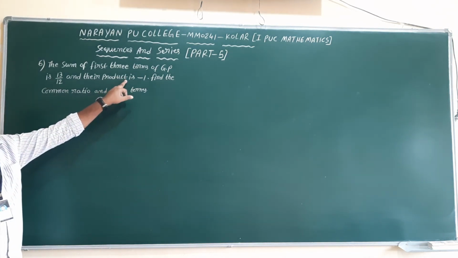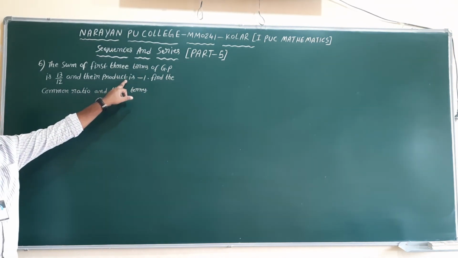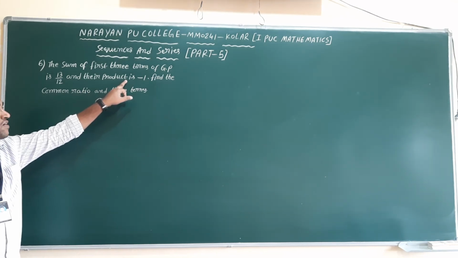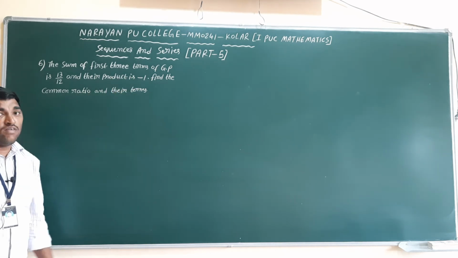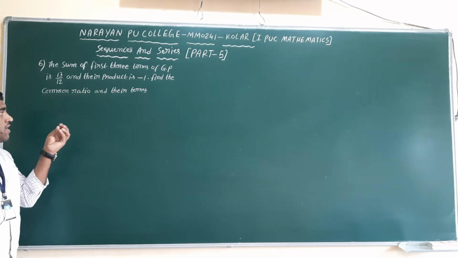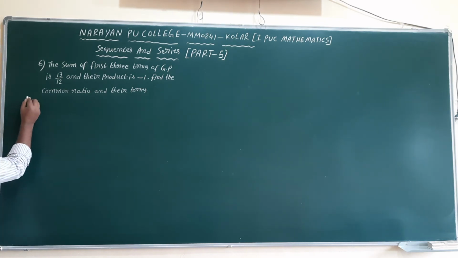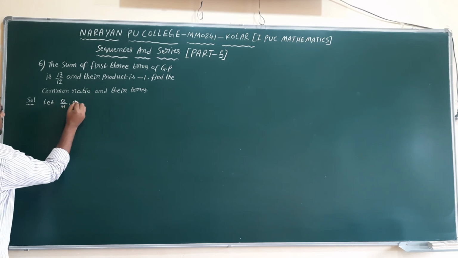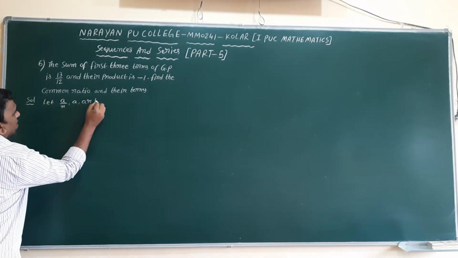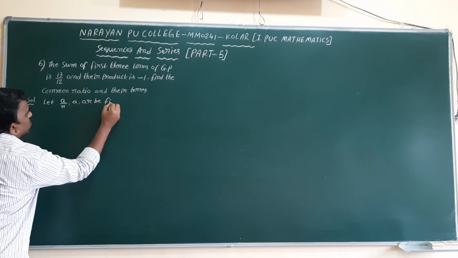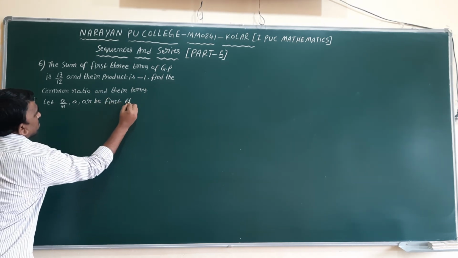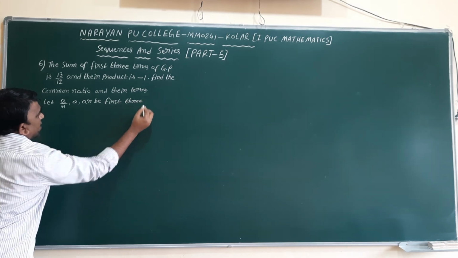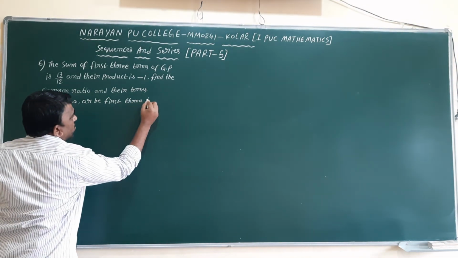Whenever product will give, product of 3 terms or product of 5 terms or product of 7 terms is some value, at that time we need to take like this. Remember, let A by R, A, AR be first 3 terms of GP. Instead of A, AR, AR square, we need to take this model.